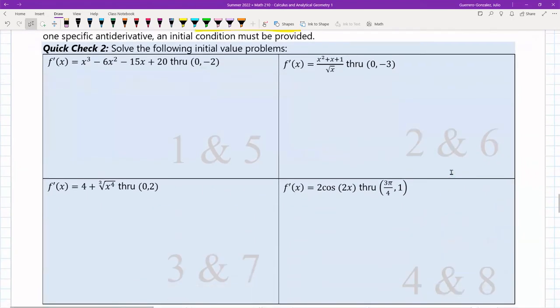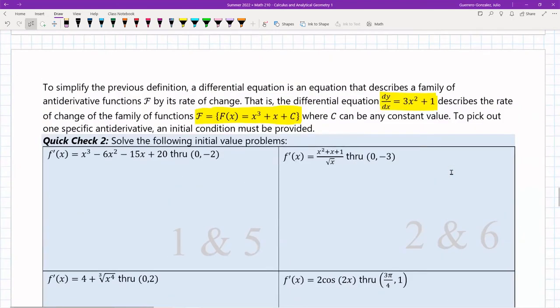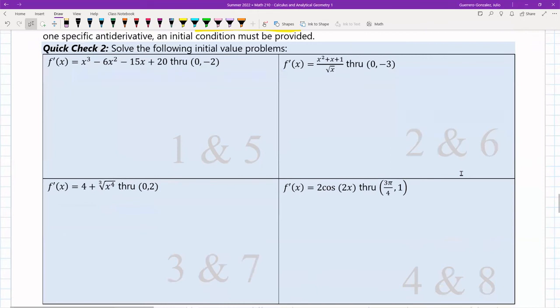So what I want you guys to do here is to solve the initial value problem that's been provided. I give you the little f, and I give you a point. Find the specific antiderivative that goes through that point, okay?